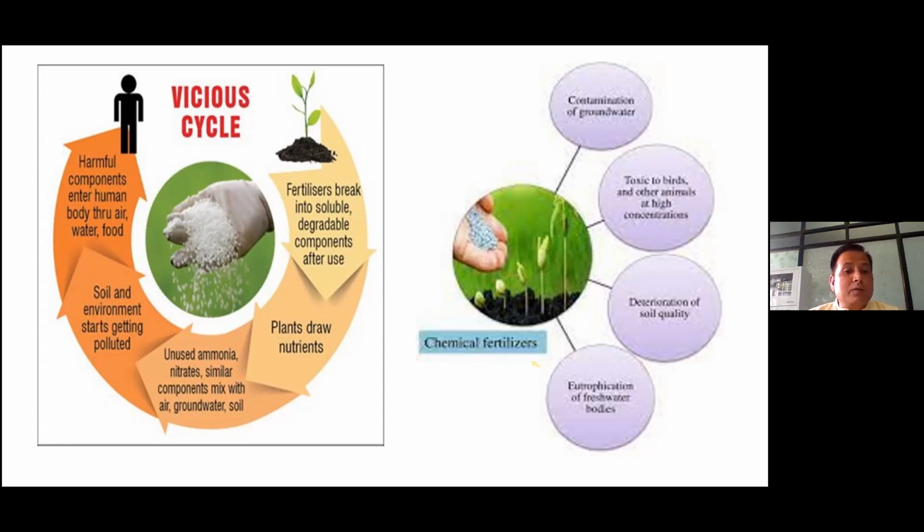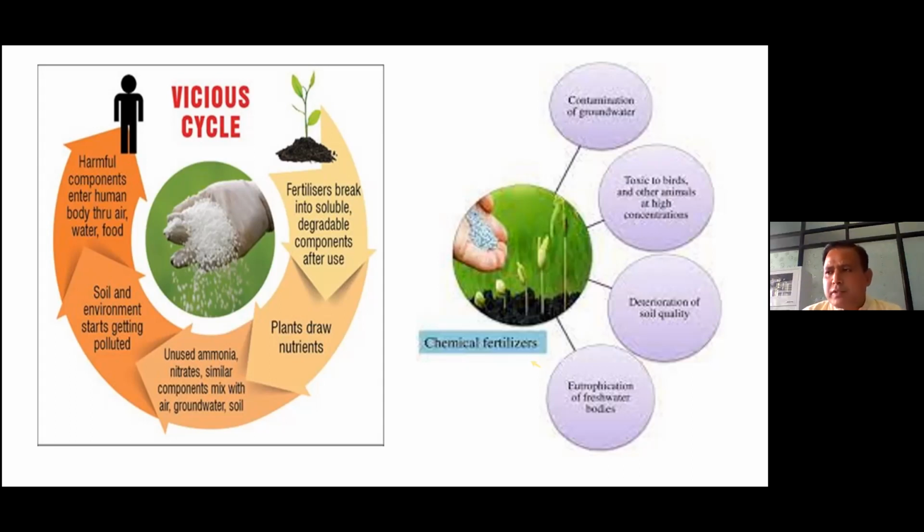Then our soil and environment start getting polluted. And because the soil is completely linked with the food chain, these harmful effects come to the human body through air, water and the food supply system. It is not new that we are seeing cancer-like diseases in areas where there is high consumption of chemical fertilizers, right?